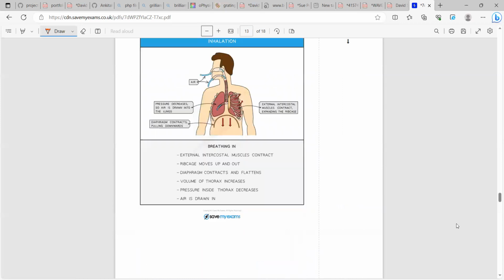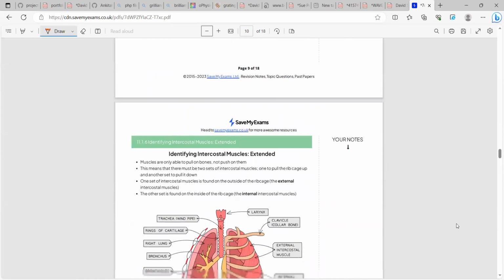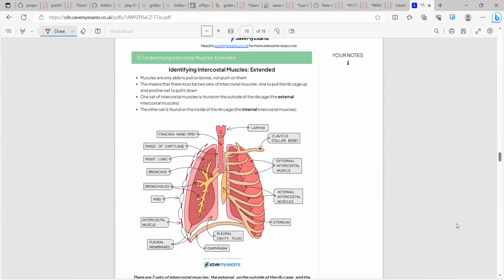So now let's look at this. Identifying intercostal muscles. So this is the extended part, for those who are doing extended sciences, extended bio. Muscles are only able to pull on bones and not to push on them. This means that there must be 2 sets of intercostal muscles, one to pull the rib cage up and another set to pull it down, right?